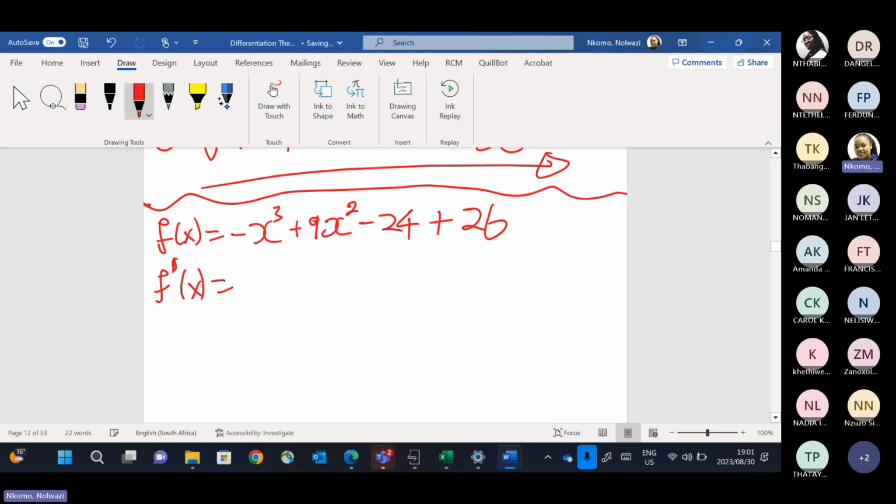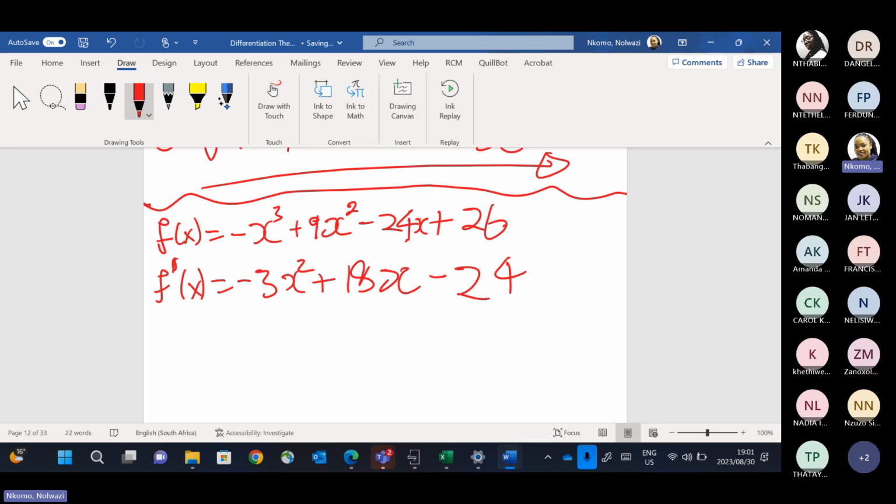The first derivative of this function, differentiating this function with respect to x, will give us minus 3x squared plus 18x, because we can't have a number in a number. It doesn't make sense. Okay, we have minus 3x squared plus 18x minus 24. Okay, minus 24. We have the first derivative.